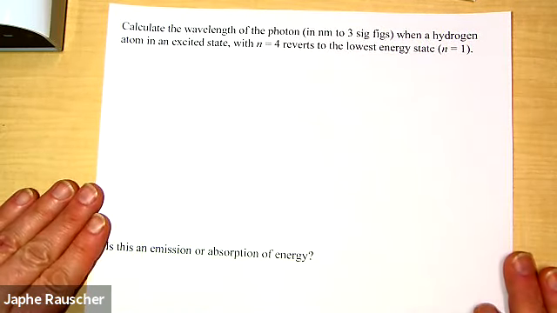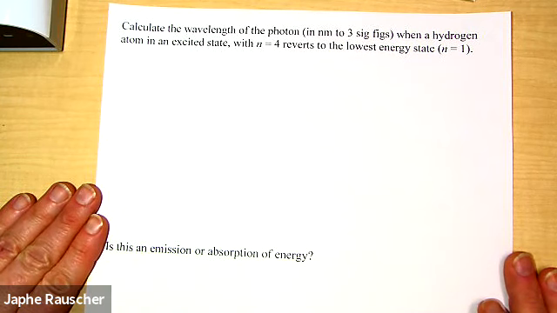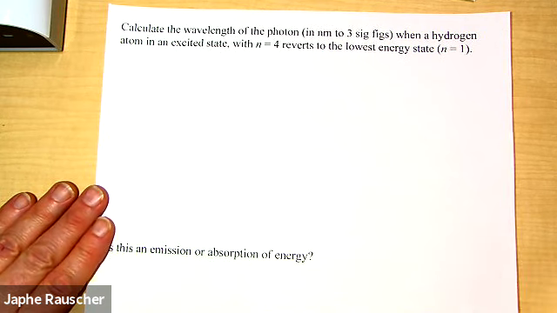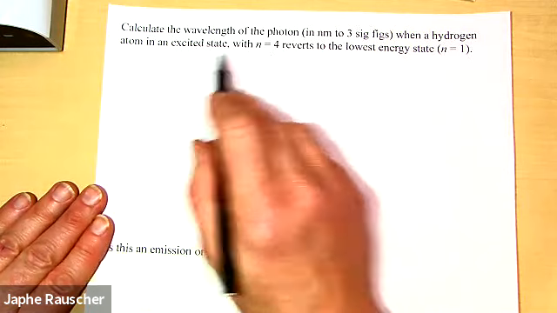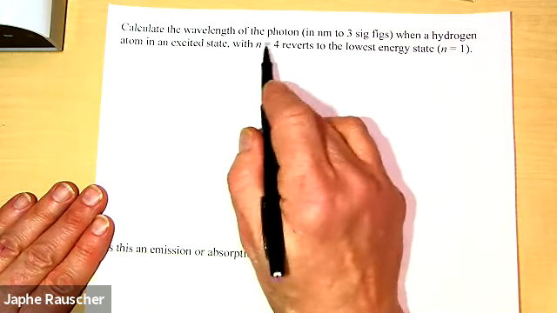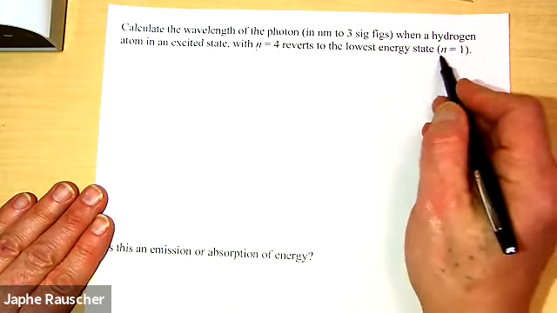Calculate the wavelength of the photon in nanometers to 3 sig figs when a hydrogen atom in an excited state with n equals 4 reverts to the lowest energy state, n equals 1. Okay, so we have an electron that's going from n equals 4 to n equals 1.